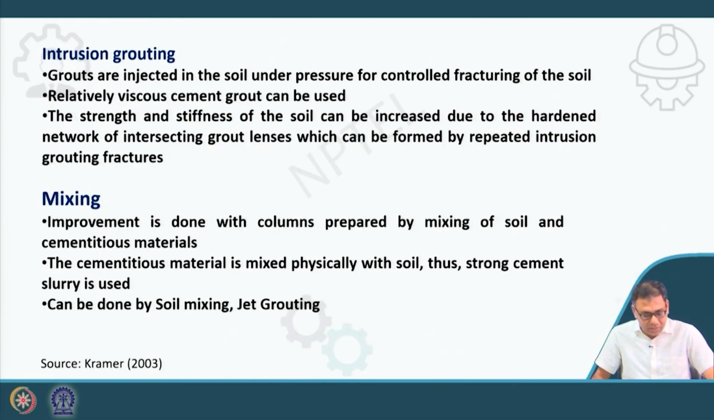So now here we will go for the mixing. The improvement is done with columns prepared by mixing of soil and cementitious material. So that means here soil columns are being formed. How are these columns formed? The soil is mixed with cementitious material. The cementitious material is mixed physically with soil. Thus, strong cement slurry is used here.